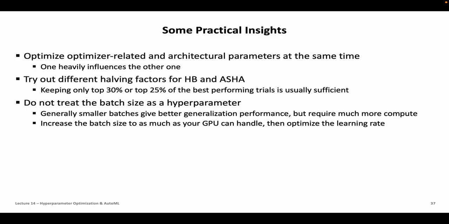One thing that's also important is to not treat the batch size as a hyperparameter. So in general, smaller batches will give you a better generalization performance, but require more compute, as they cannot fill up the GPU memory. And especially on modern GPUs, larger batch sizes are more computationally efficient. So the best thing to do here is to actually increase the batch size to as much as your GPU can handle, and then instead focus on optimizing the learning rate.